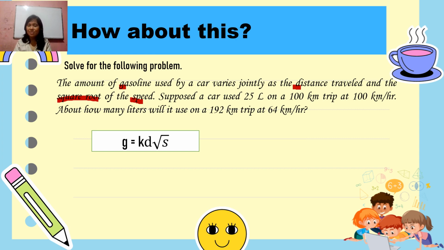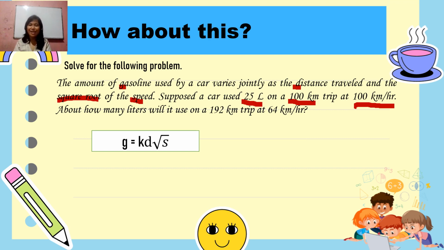Next step, ganun din, solve for the value of K. Now, since meron tayong second statement, basahin na muna natin. Suppose a car used 25 liters. So, yung 25 liters, gasoline yan, of course, on a 100-kilometer trip. So, 100 kilometer is the distance at 100 kilometer per hour. So, yun yung speed.